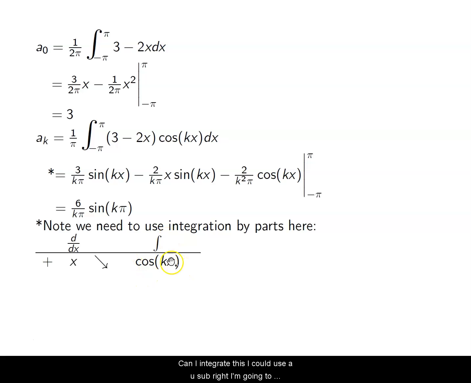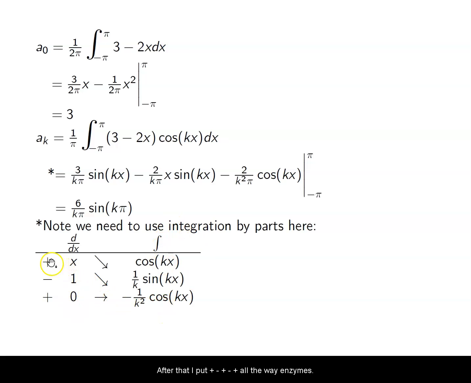Then I integrate this. I could use a u sub, right? I'm going to end up with 1 over k sine kx. I would integrate this one more time, again using a u sub, so I'll get 1 over k squared, and I'll get a cosine, and I'll end up changing signs. Okay, so I differentiate, I integrate. After that, I put plus, minus, plus, minus, plus, all the way until I'm done. Once I reach 0 here, I'm finished.